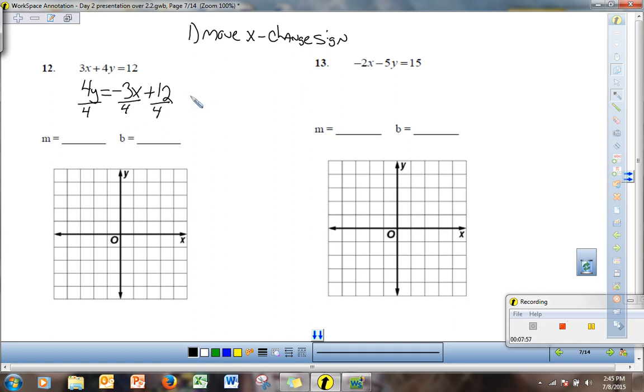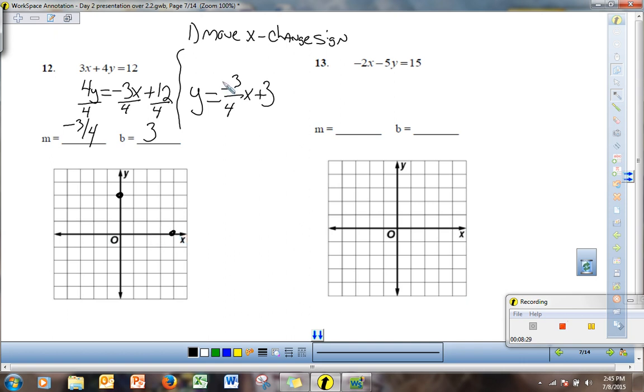So here's what I have now. I've got y equals -3/4x plus 12 divided by 4 is 3. So there's what I'm graphing. My slope is going to be -3/4. My y-intercept is going to be 3. Start up here at 3 on the y-axis. I'm going to come down 3 and over 4.